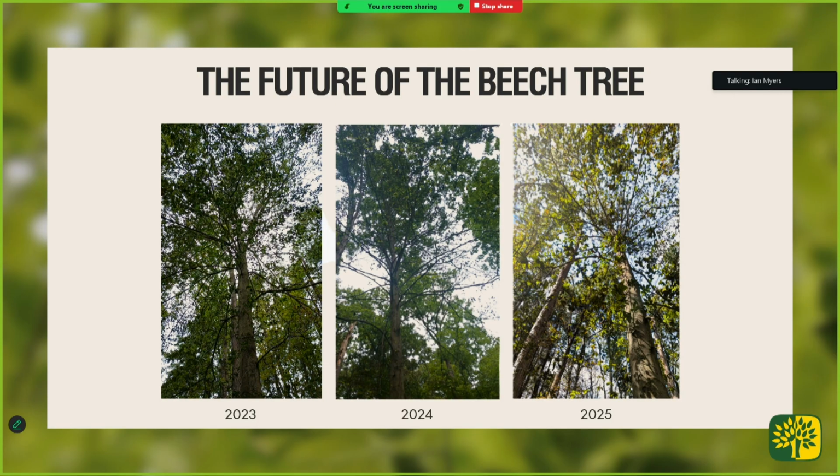So the future of beech trees. You can see this is an individual beech tree pictured over 3 years. I'm very curious to see what 2026 looks like. You can see the canopy transparency, the thinning out of the upper canopy.